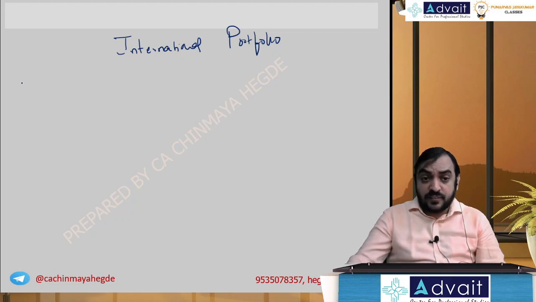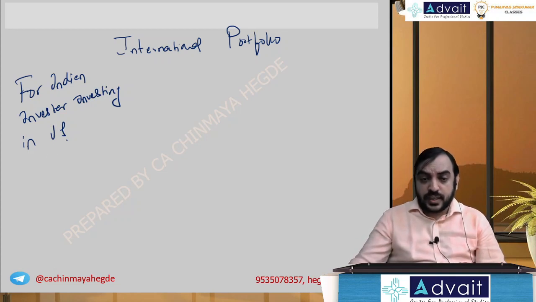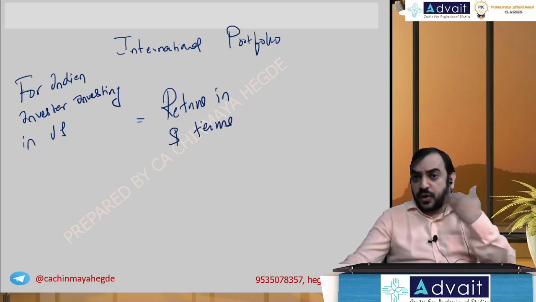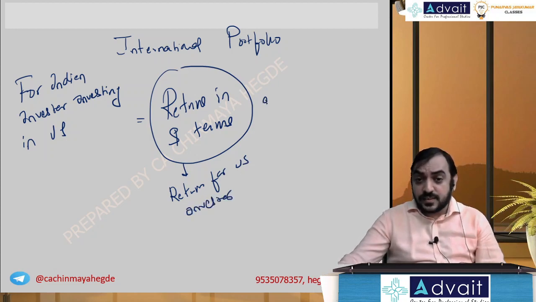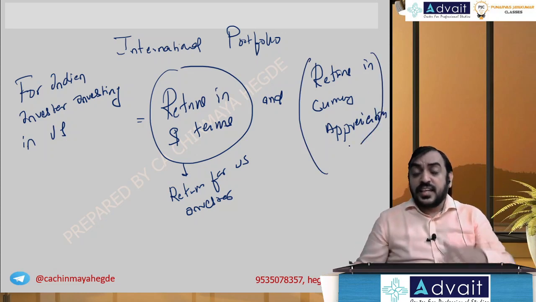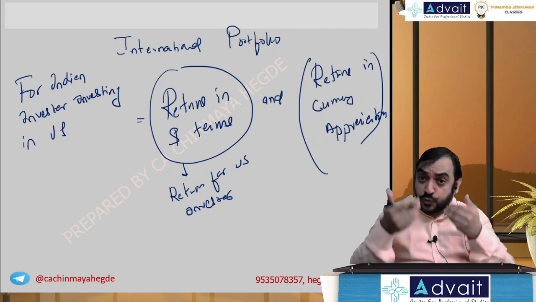So for an Indian investor investing, let's say, in the US, the returns are going to be calculated in two types. One is returns in dollar terms, that is, whatever the dollar return is for a US investor. And you also get return in the form of currency appreciation. That is, if the dollar appreciates by 1%, that also you get. Bond returns give you 5% and the dollar appreciated by 1%. So 5 plus 1, 6% you get.